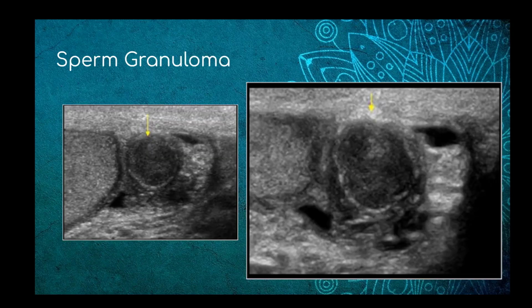Some other structures that we see pop up in the extratesticular areas are a sperm granuloma. Sperm granulomas are most commonly seen with patients who have had vasectomies, and they are just kind of a ball of sperm, basically, that got caught in the epididymis. So they usually have relatively well-defined borders, and you can see them usually anywhere along the epididymis. I feel like I see them most often down in the tail.